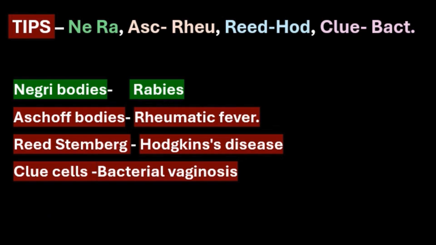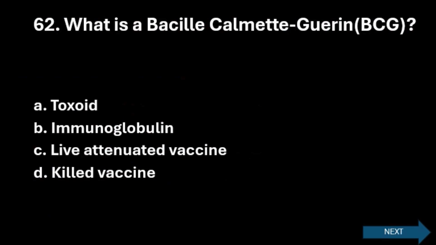Let us go to the next question. What is a Bacillus Calmette-Guerin or BCG vaccine? Option A. Toxoid. Option B. Immunoglobulin. Option C. Live attenuated vaccine. Option D. Killed vaccine. BCG, the right answer is it is a live attenuated vaccine. Option C.